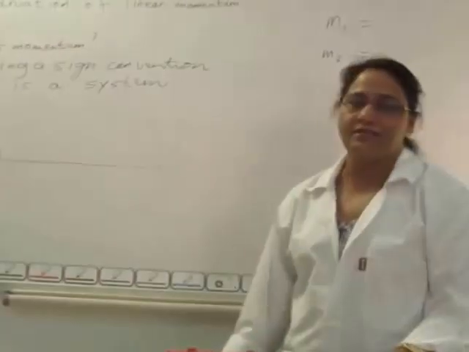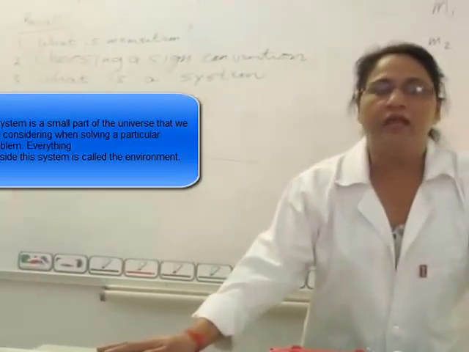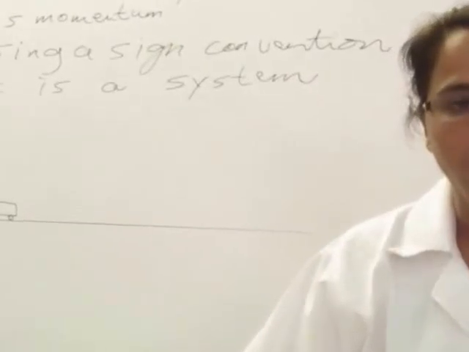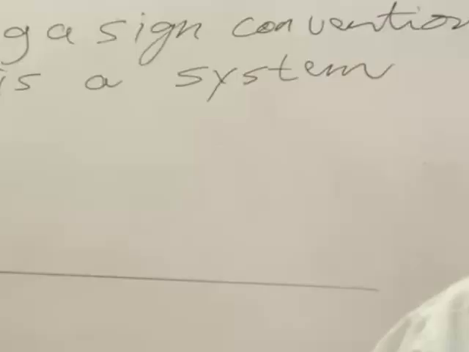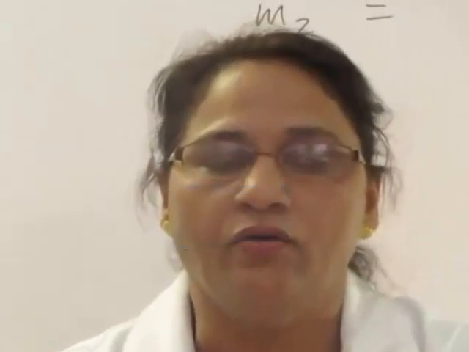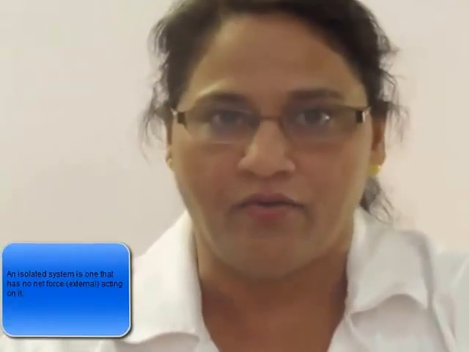Thirdly, what is a system? A system is a small part of the universe that we are considering while we are solving a particular problem. What is an isolated system? An isolated system is one in which the total or the net external force acting on that system is zero. The words isolated and closed can be used synonymously. They mean the same thing for us in mechanics.